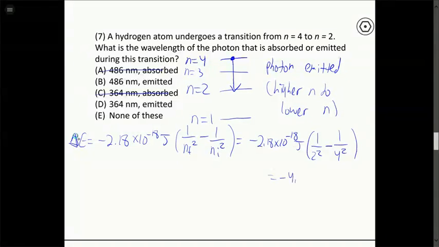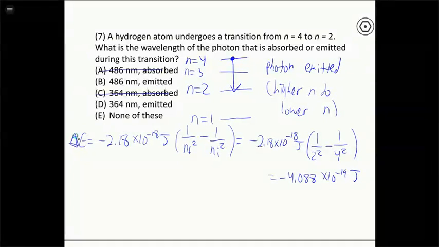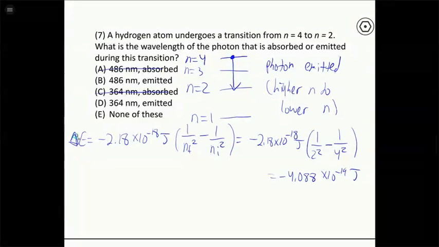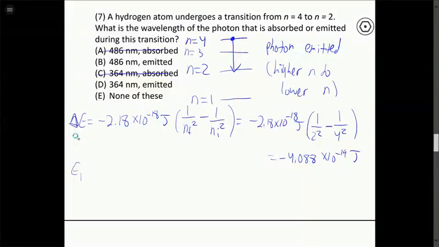So we get minus 4.088 times 10 to the minus 19 joules. That's the change in energy for the electron. And then the energy of the photon that's given off is going to be equal to this value, but just the absolute value of that. So the energy of the photon that's accompanying this process is going to be equal to that absolute value.